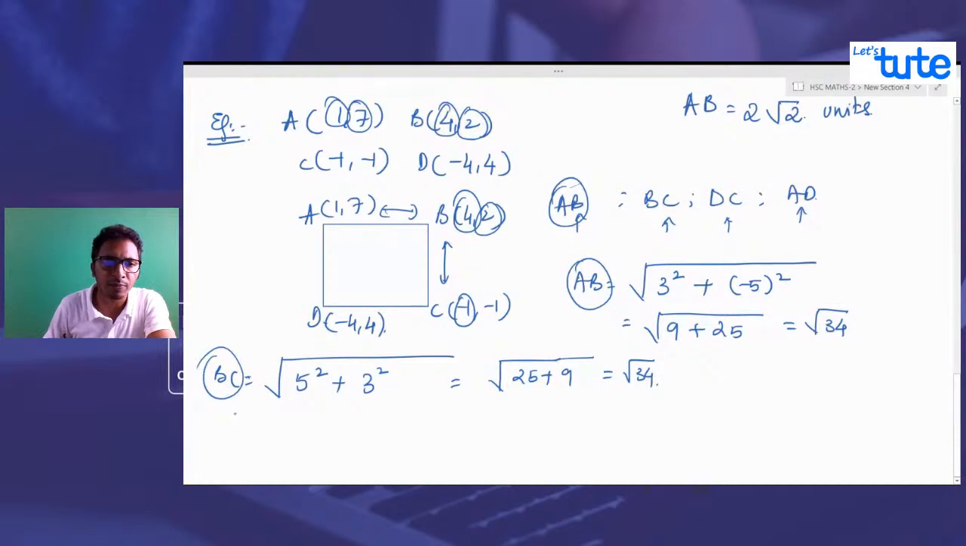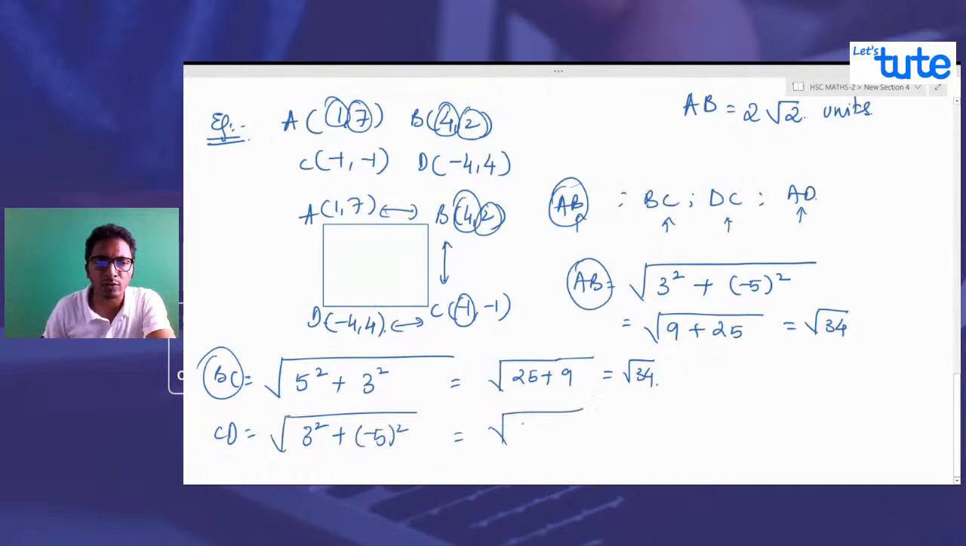Let's move further. Let's find CD or DC. For that, we need to consider these 2 points. So the square root of -1 minus of -4, that is +4, 4 minus 1, it is 3, so 3 squared, plus -1 minus 4, it is -5, so -5 squared. So we are getting the square root of 9 plus 25, which is the square root of 34. Fine. So we can see that even CD is matching.